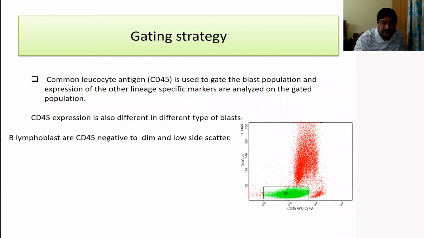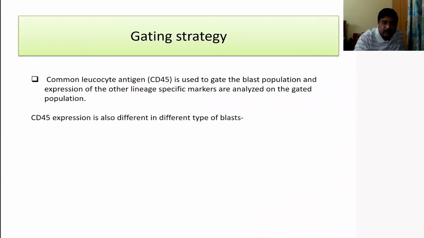Yes, you can see that the B lymphoblasts are CD45 negative to dim, whereas T lymphoblasts are dim to moderate in terms of CD45. And the majority of the blasts will fall in the forward scatter and side scatter based on their size and cytoplasmic complexity. Next. You can move to the next.